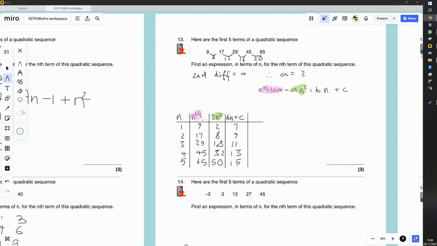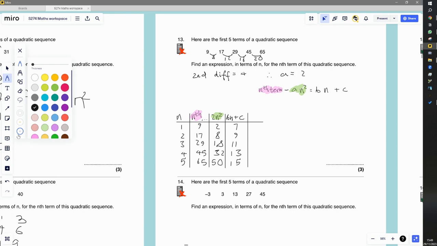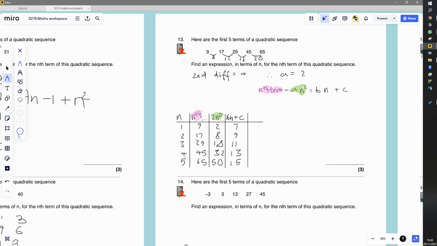It's always a good idea to be able to look at your notes and your work, your answer so far, and ask yourself, does this look correct? Well, this goes up in a constant first difference. So this is a linear sequence, and it should be a linear sequence because n is to the power of 1 in this case. So we have a new sequence called bn plus c, and I've got that by taking away the an squared term each time.